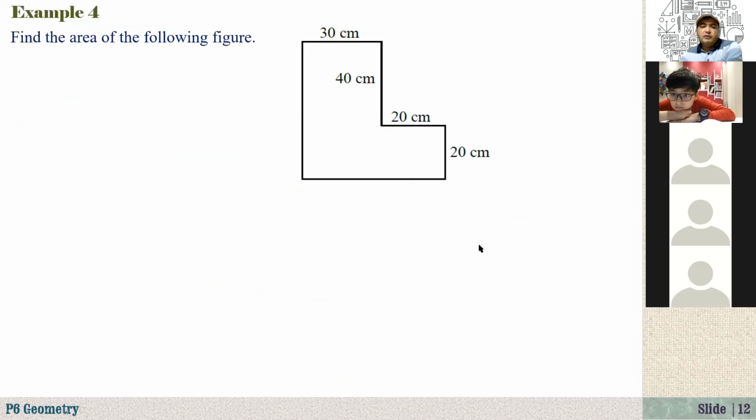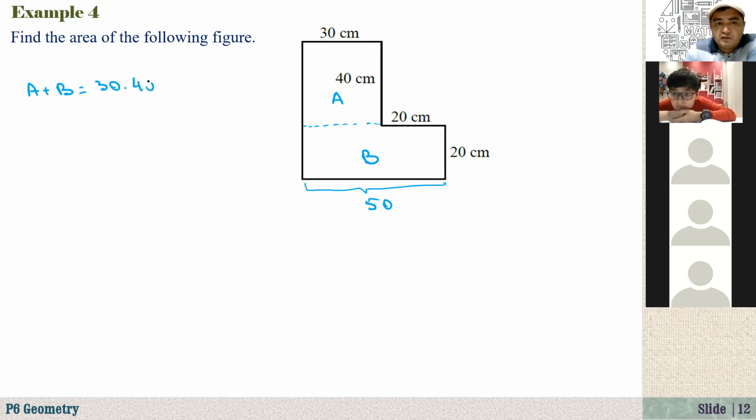Another example, how about if we need to calculate this, you will look at question 5. So if I just divide from here, right, and this length will be, it is 30 plus 20, so that's equal to 50 centimeters. And let's say this part is A and this part is B. So the total area will be A plus B. What is A? Width, it is 30 times length. How about length is equal to 40, right?